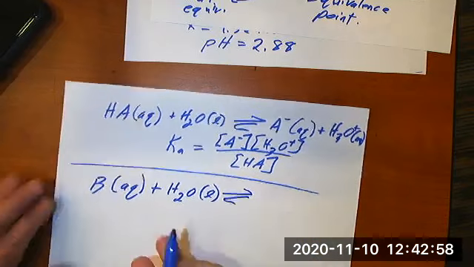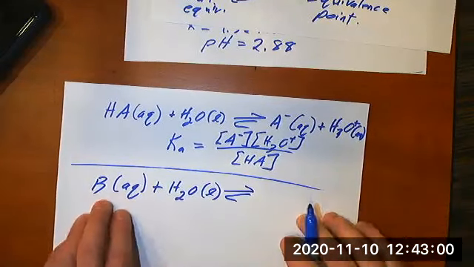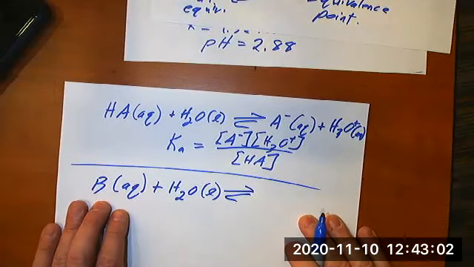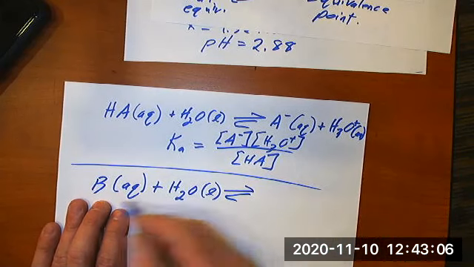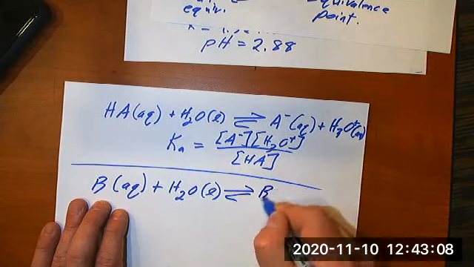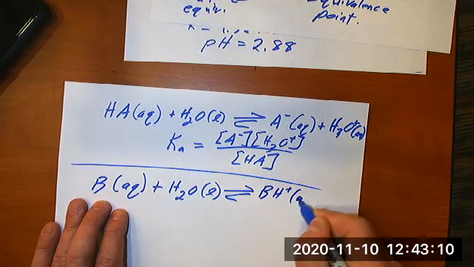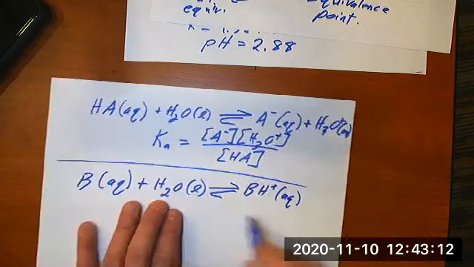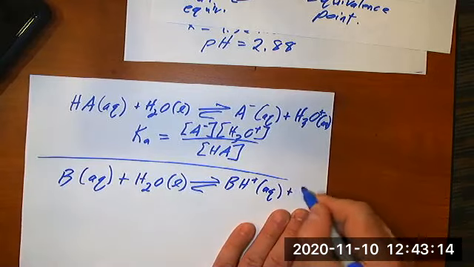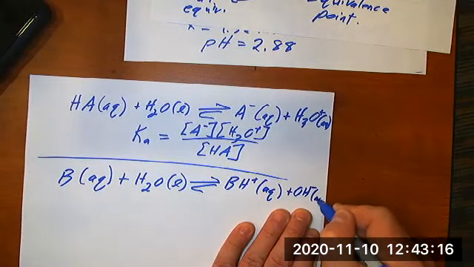And that's in equilibrium with the products of it acting like a base. Well, what is a Bronsted-Lowry base? It's a proton acceptor. So you end up with BH plus aqueous. And after the water has lost a proton, you are left with OH minus aqueous.